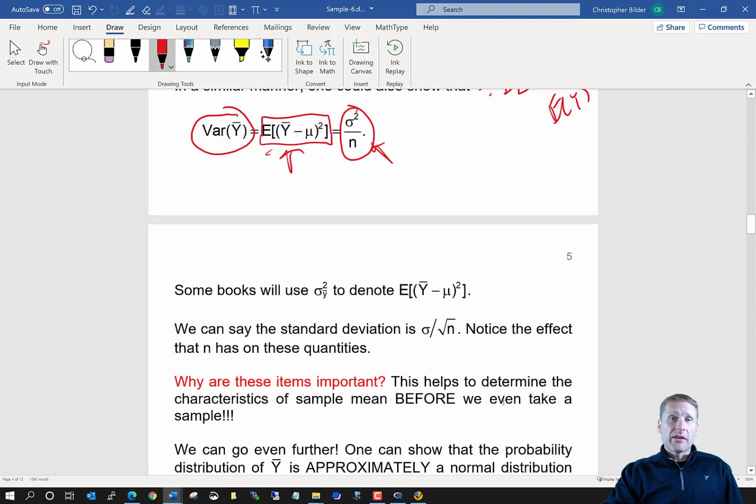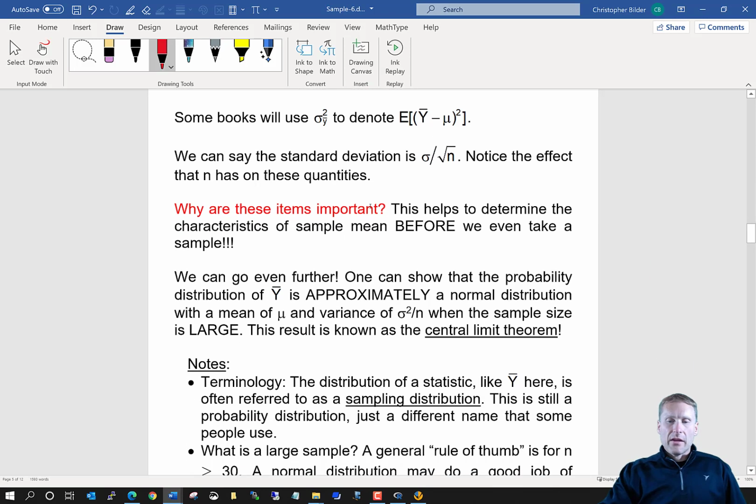And on a test, I could ask you to explain to me basically what I just discussed here. So if it's not clear, you do need to ask about it. One could also think of the standard deviation of the y bars itself. That would, of course, just be the square root of the variance.